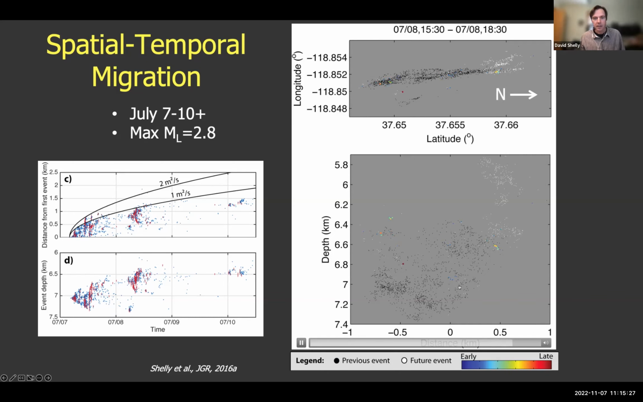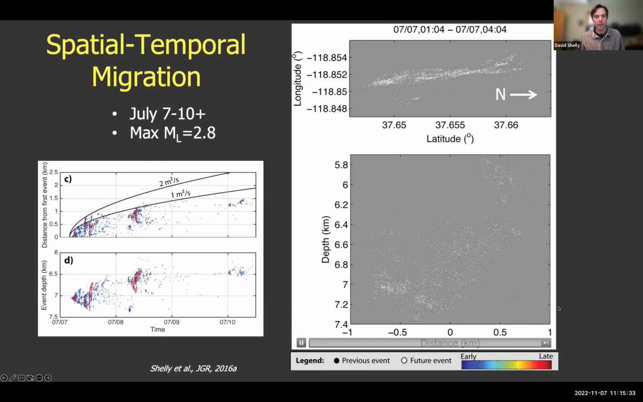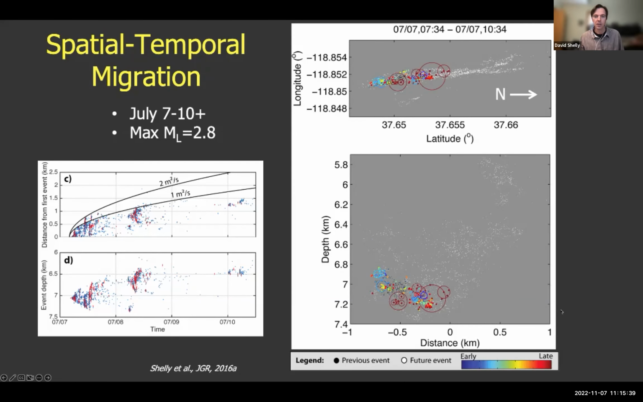And again, this kind of a pattern is what I would say is the typical behavior in many of these swarms that I've looked at. And again, the circle size is an approximation of the physical rupture dimension of the events.